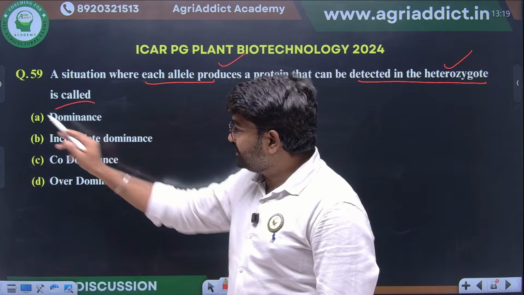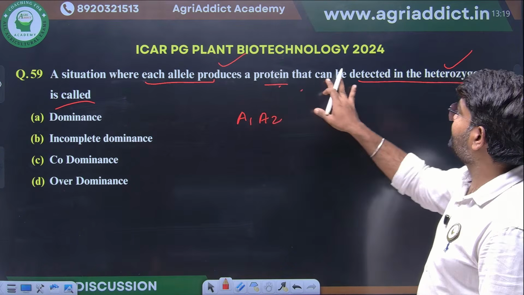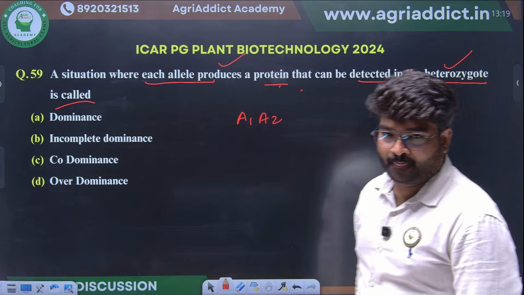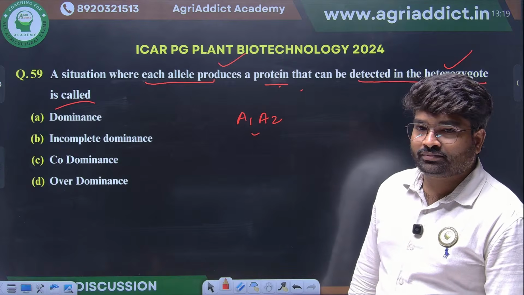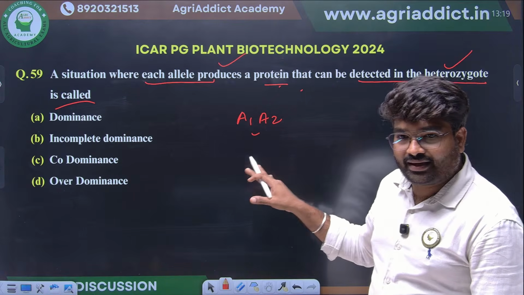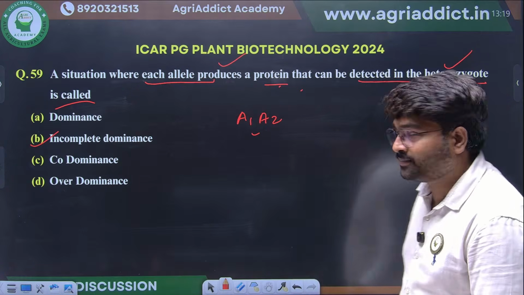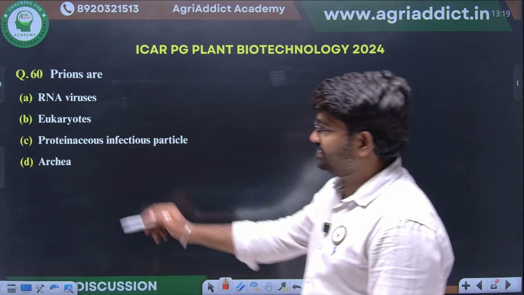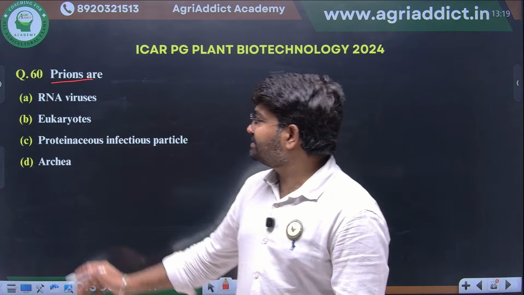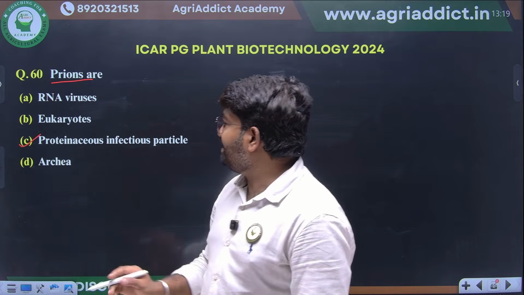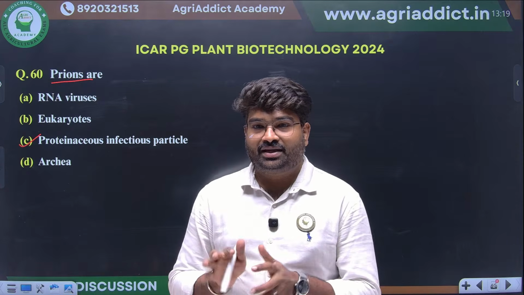It's called... See, there are two alleles, allele 1 and allele 2. Each is producing a protein that can be detected in a heterozygote. So what will be the correct answer? If dominant is there, a single thing will be produced. Yes, excellent, incomplete dominance will be the correct answer. Excellent, Udaya Lakshmi and Mani. Next question. Prions are what? Prions are proteinaceous infectious particles.